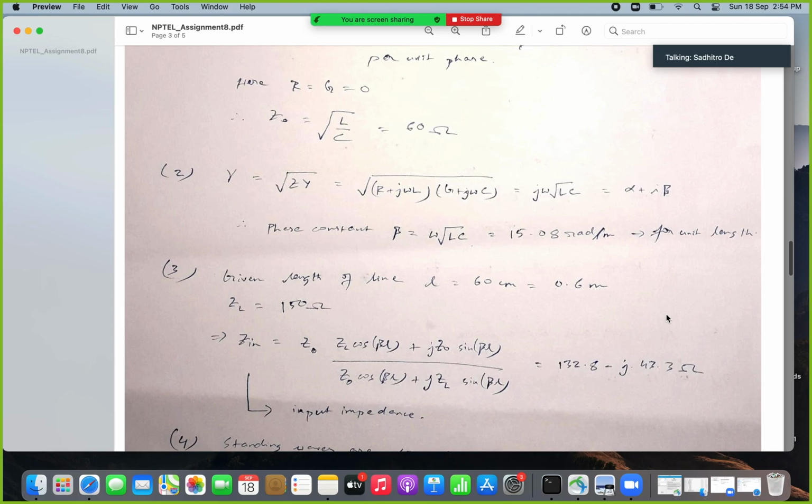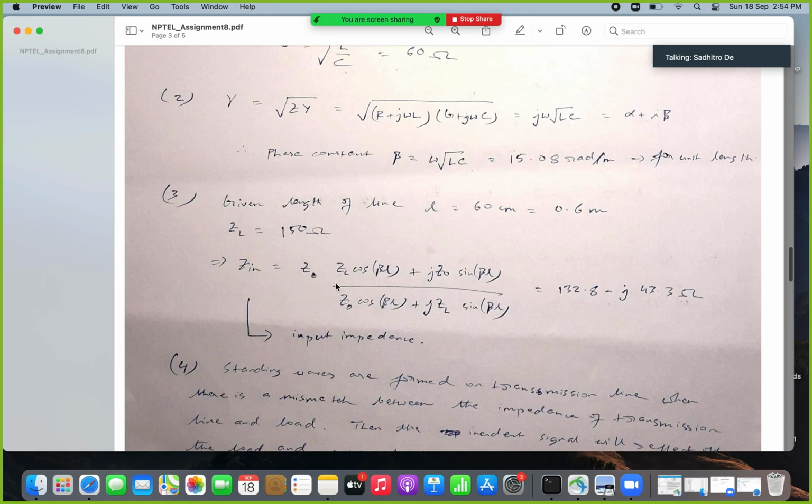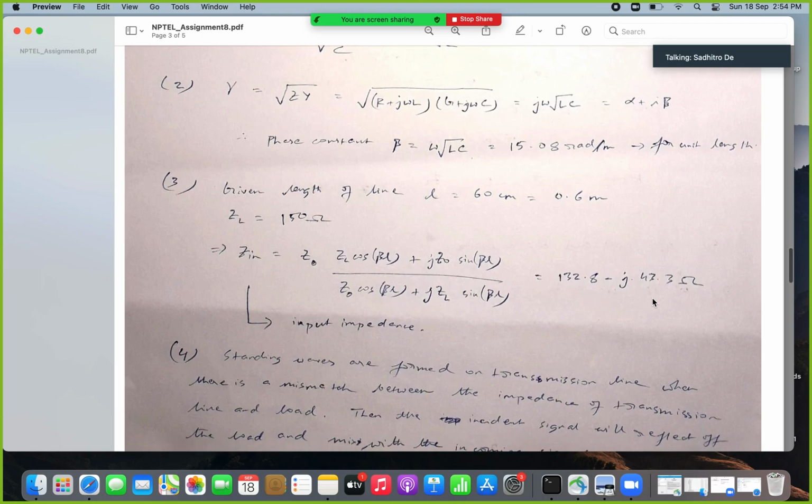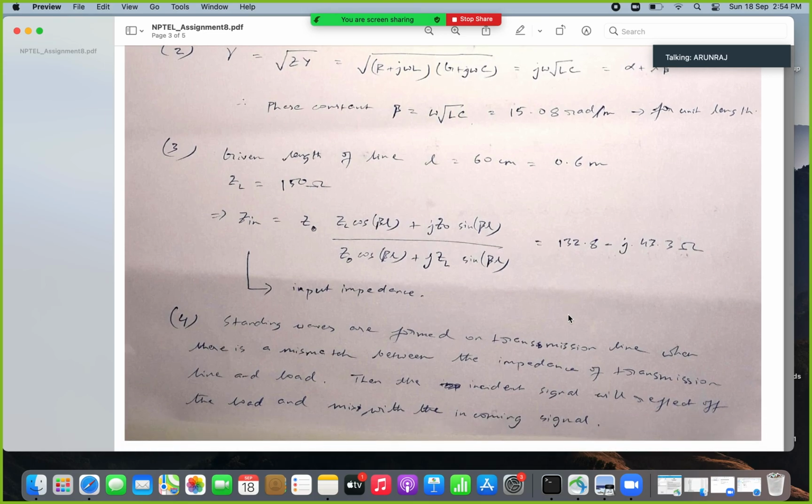Okay. And similarly, you're given the load impedance ZL equal to 150 ohm. Then the input impedance can be written in terms of the characteristic impedance and the load impedance with this formula. So if you calculate that, then you can obtain your answer.